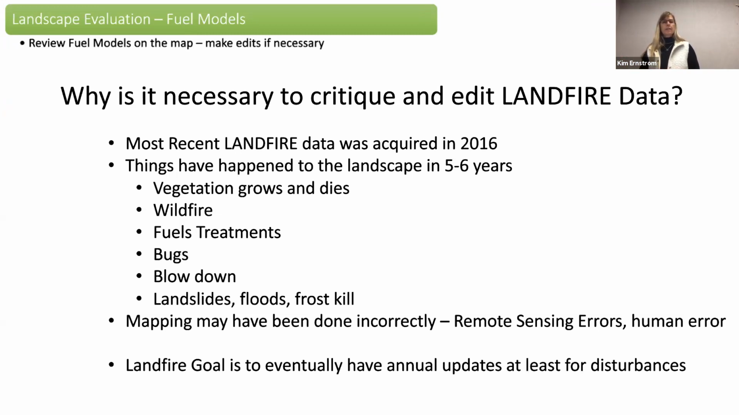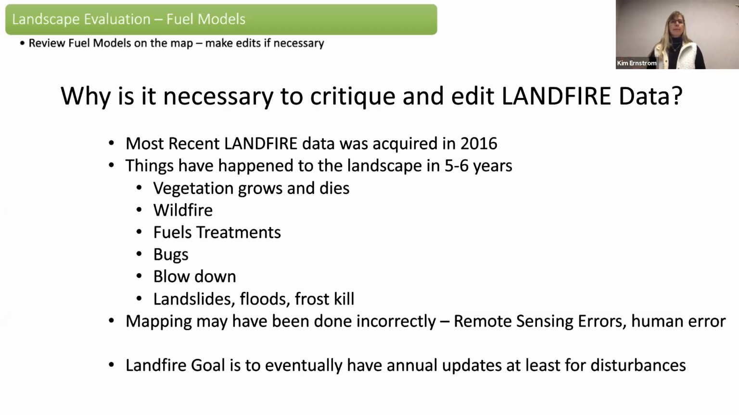So a lot of things have happened to vegetation over that 5 or 6 years. We've had wildfires, vegetation grows, it dies. We have fuels treatments that we do, it might get hit by bugs. Any number of things can cause a disturbance on the landscape. So the data that was acquired in 2016 might not actually be what's sitting on the ground today in 2021. So we have to check it and correct it and make it so it represents today's fuel model.